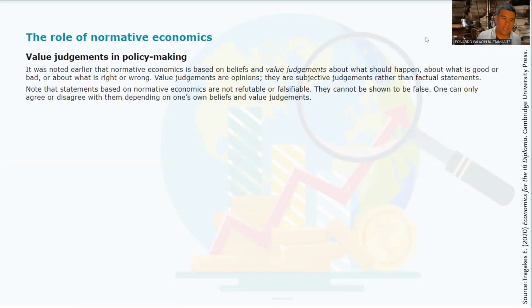Note that the statements based on normative economics are not refutable or falsifiable. They cannot be shown to be false. One can only agree or disagree with them depending on one's own beliefs and value judgments. So we cannot say that this is false or this is right. You simply agree or disagree.